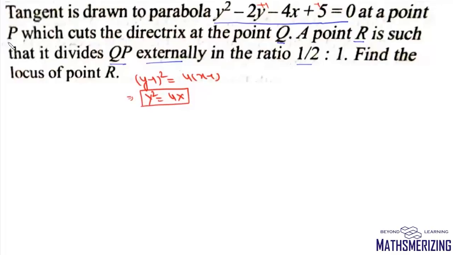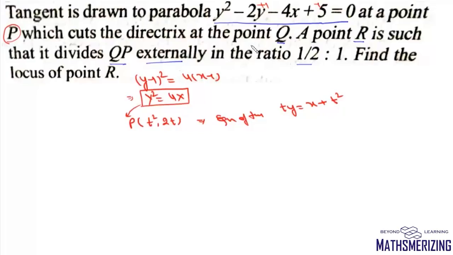Now we need to consider a point P. So for this, let us say this point P is (at square, 2at). a in this case is 1. So it will be (t square, 2t). And now we need to write the equation of tangent for this point P. So for this point P, the equation of tangent will be ty equals x plus at square. a in this case is 1. So it will be x plus t square.